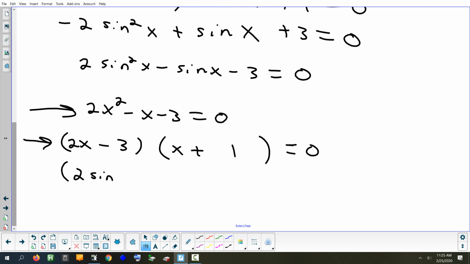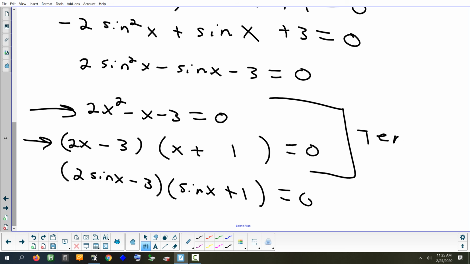2 sine x minus 3 times sine x plus 1. Okay, so these are a temporary step. Which most of the time, honestly, I don't do that. It's up to you. All right, so you can check it, but we just did.